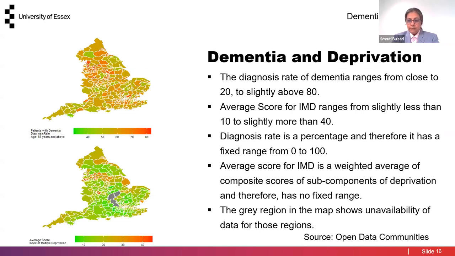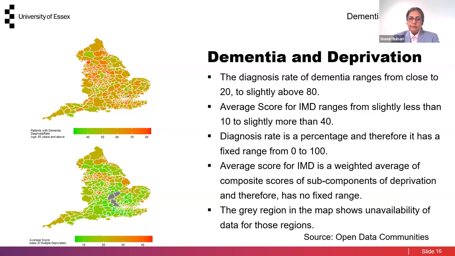Now I move on to my ongoing research on dementia and deprivation. Dementia is measured as the diagnosis rate of dementia, or call it dementia prevalence, and that is particularly for the age group of 65 years and above. Now, if we look at the statistics of the diagnosis rate of dementia across England, the data are for the month ending January 2023. So the diagnosis rate ranges somewhere between 20 to slightly more than 80.